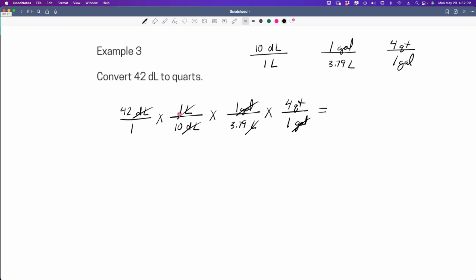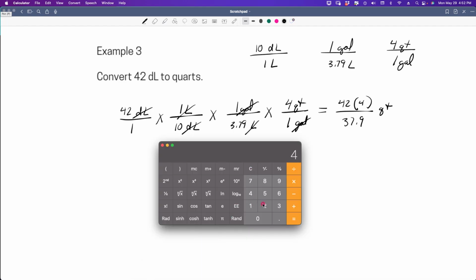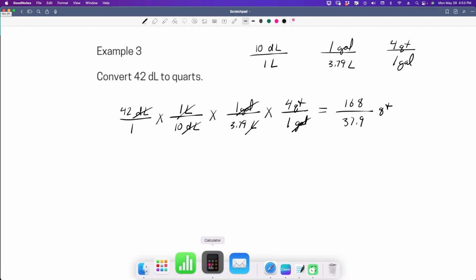So I have 42 times 1 times 1 times 4. So 42 times 4. I'm just going to write that to make it shorter now. And 10 times 3.79, that's just going to move the decimal place a little bit. So 37.9. And then this is going to be in quarts. So what I need to do first is multiply this. 42 times 4 is 168. Now we're going to divide that by 37.9.